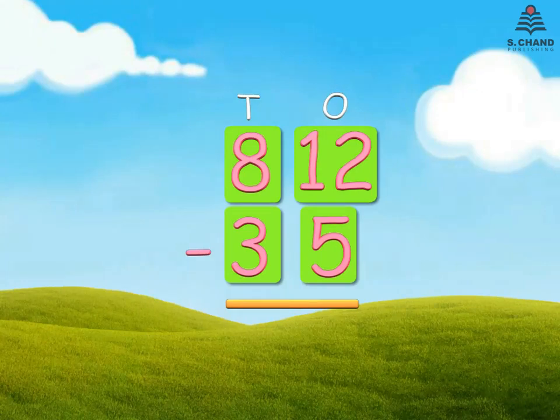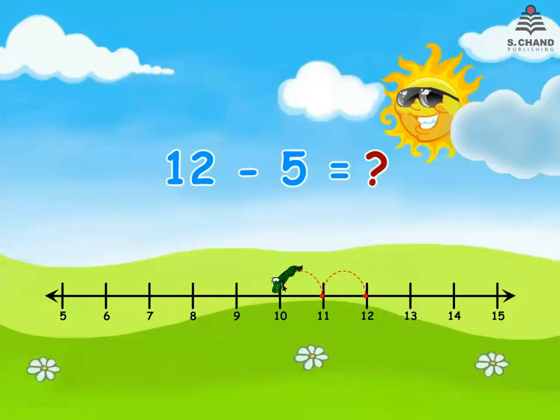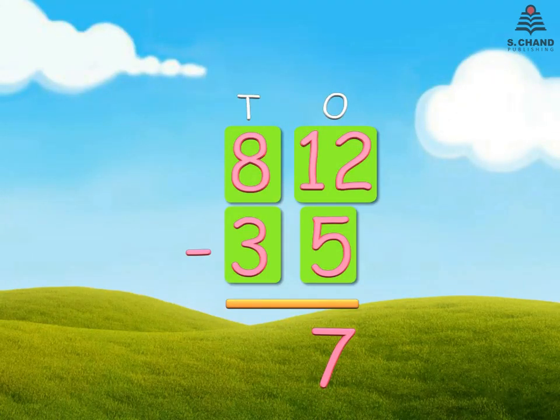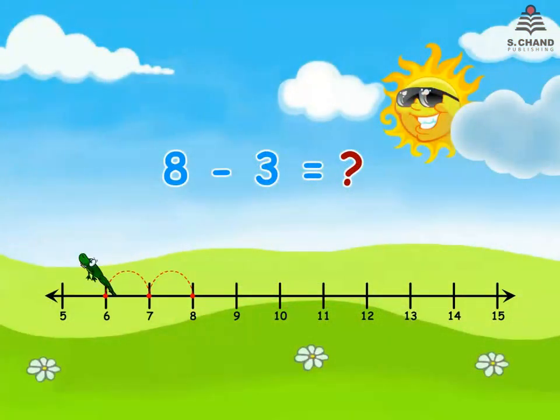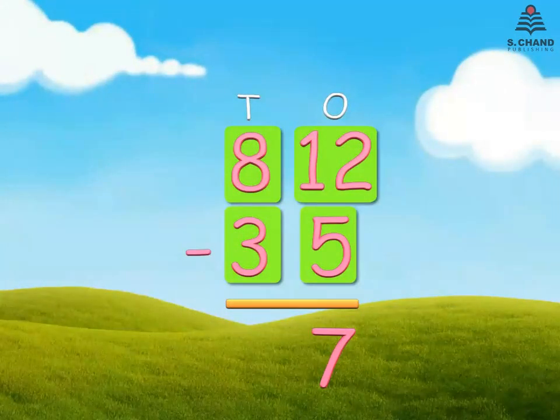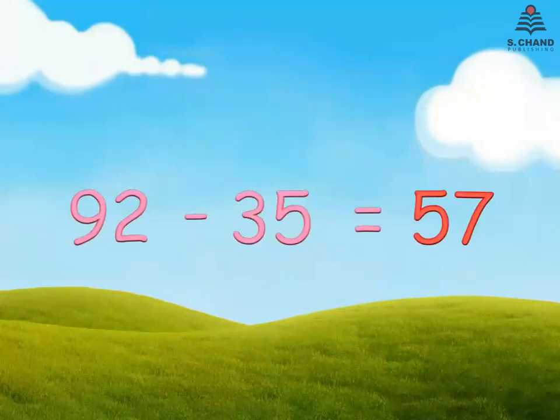Now we can subtract. First, we subtract the ones. 12 minus 5 equals 7. Let's write 7 under the ones column. Next, we subtract the tens. 8 minus 3 equals 5. Let's write 5 under the tens column. So 92 minus 35 equals 57.